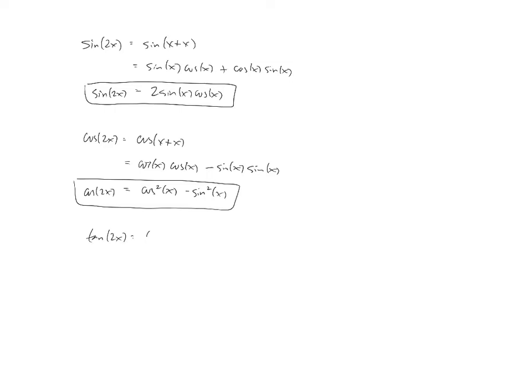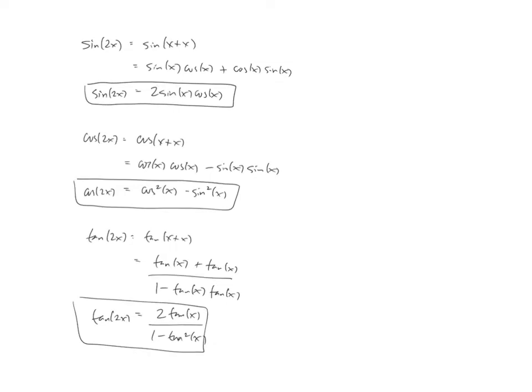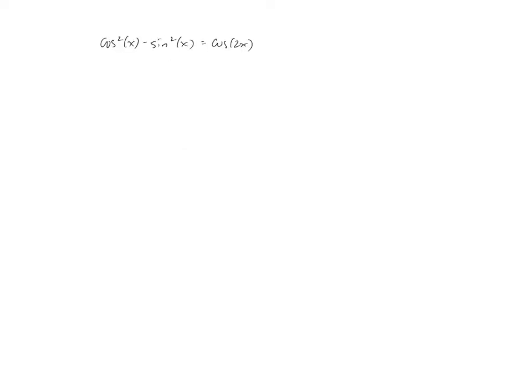The next one, tangent of 2x. We'll say tangent of x plus x. Tangent of a sum gives us tangent x plus tangent x divided by 1 minus tangent x times tangent x, which gives us 2 tangent x on top, and 1 minus tangent squared x in the denominator. So tangent of our double angle is going to be 2 tangent x over 1 minus tangent squared x. All right, so double angles are pretty easy.